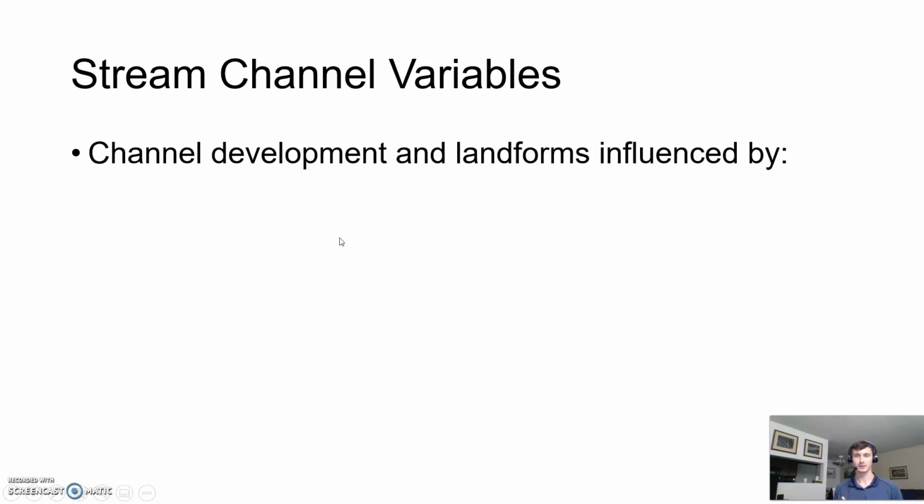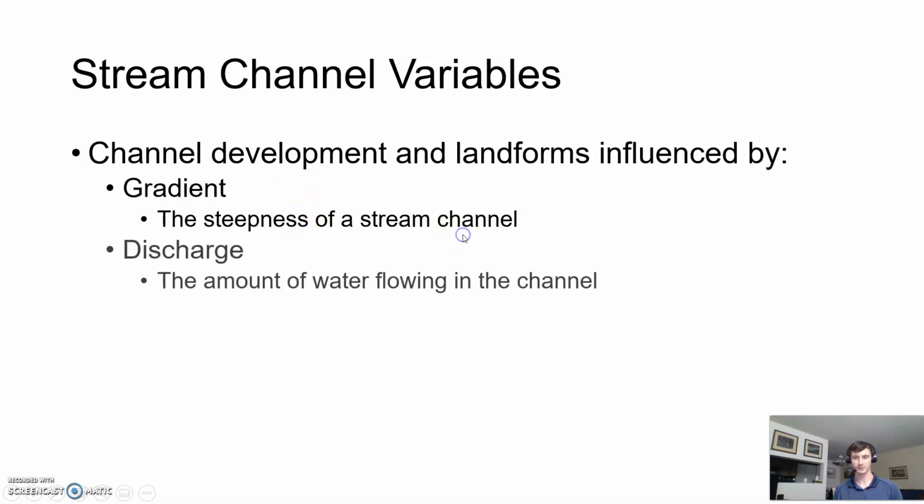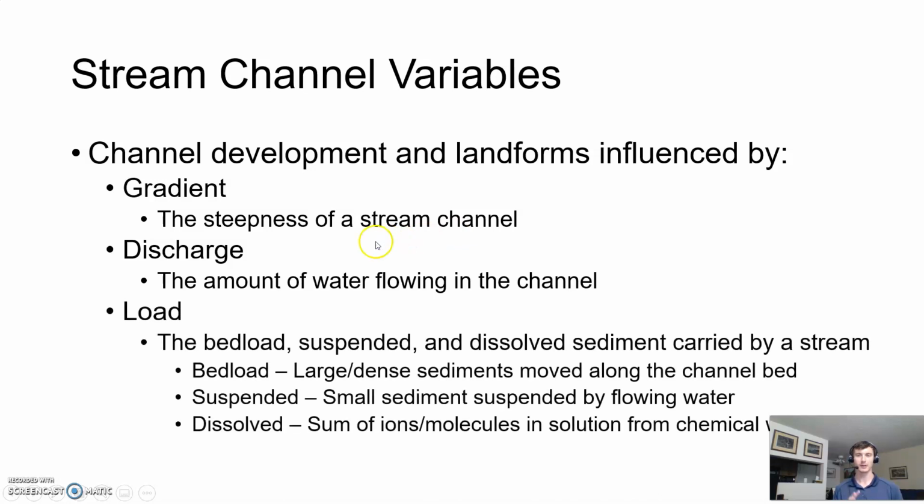What are the variables for our stream channels? Well, our primary variables here are going to be the gradient. So how steep is the stream channel? Are we in the mountains? Are we in a lowland far away from the mountains? What is the amount of energy we're putting into the stream here? What is the amount of discharge? So how much water moves through the river in total, as well as our load. So this is sediment load. How many little pieces of rock and dirt and other things are there that are moving through the river?